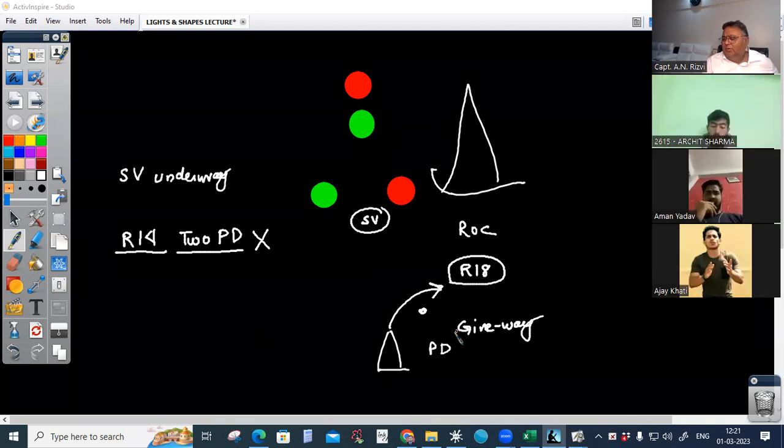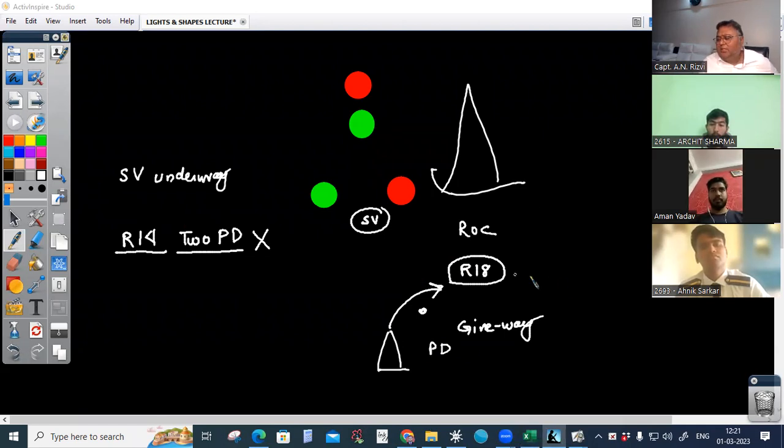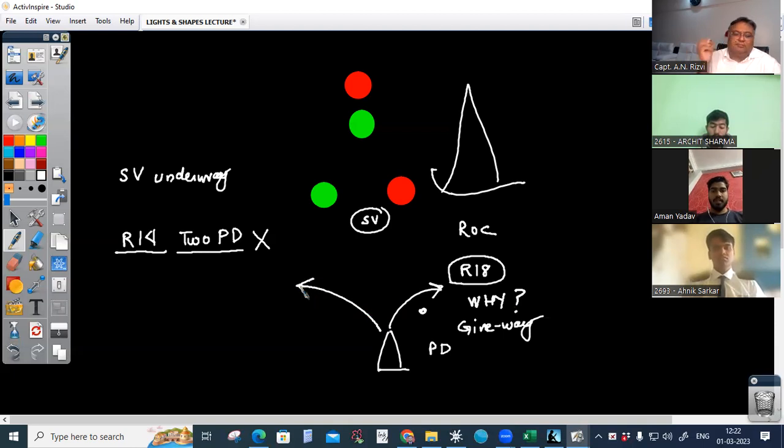So, why do you alter course to starboard? Aman Yadav. Yes, sir. Why did you alter course to starboard? Can you alter course to port? These are the questions. Yes, sir, we can alter to port also. Because this is the ordinary practice of seamen. Seeing it ahead, you altered to starboard. But this is also correct. This is also correct.